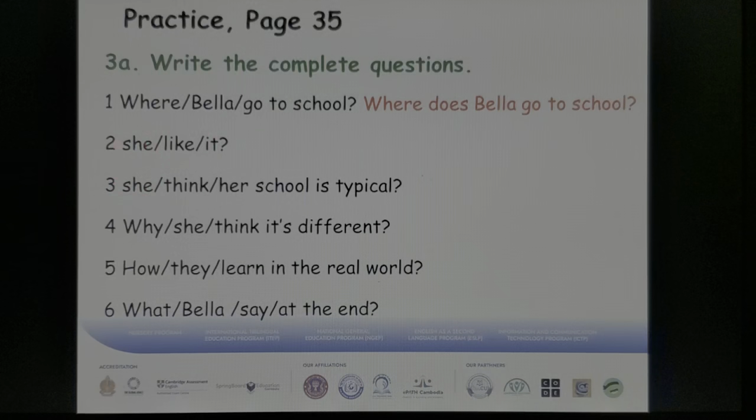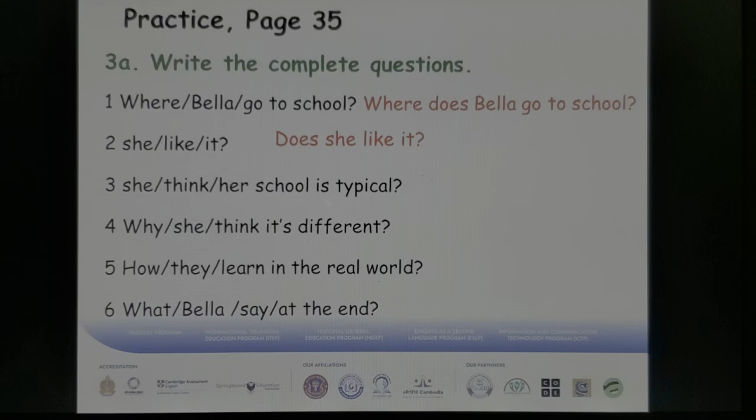Okay, Zijan, number 2. She like it. Do she or does she? The answer is does she like it? Again and again, do not add s after like, because here is the question form, not the positive form. So we do not put s anymore here. So does she like it?